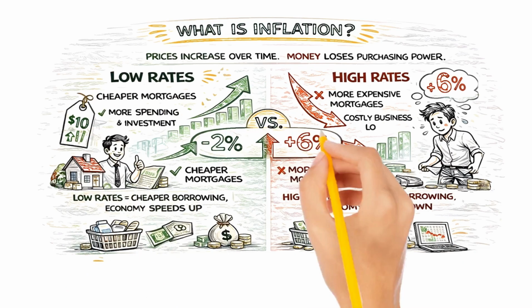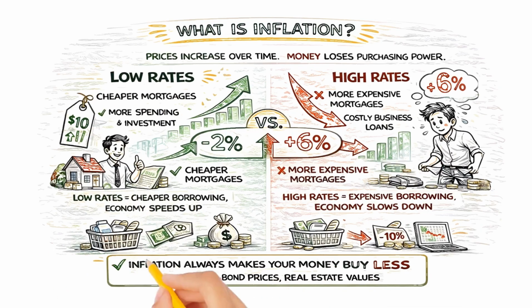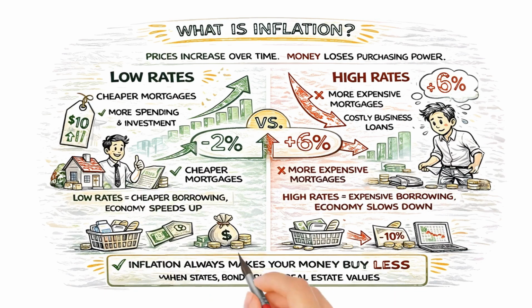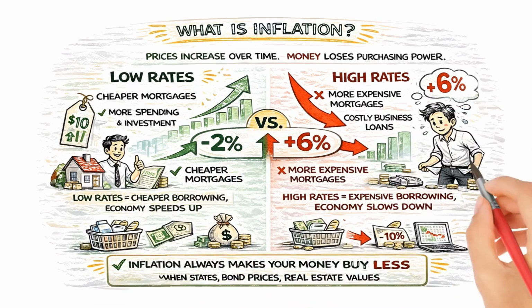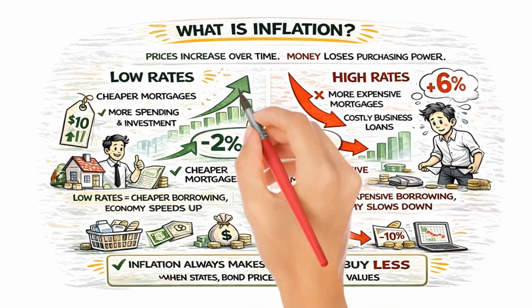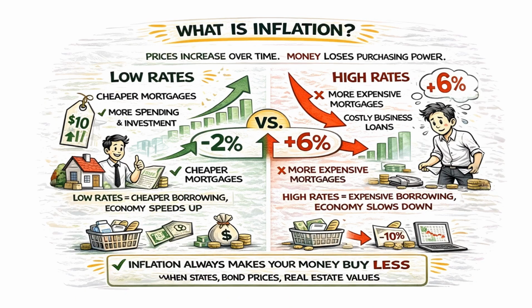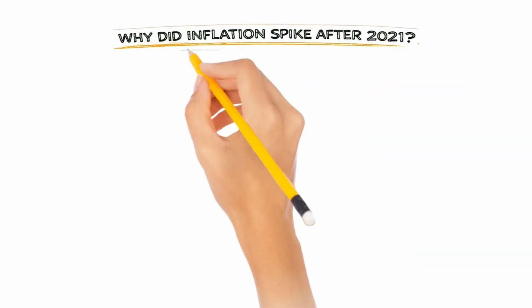If something costs $10 today and $11 next year, that doesn't just mean prices went up once. If this keeps happening year after year, that's inflation. Purchasing power refers to how much goods and services your money can buy. When inflation exists, purchasing power declines. The same amount of money buys less than it did before.